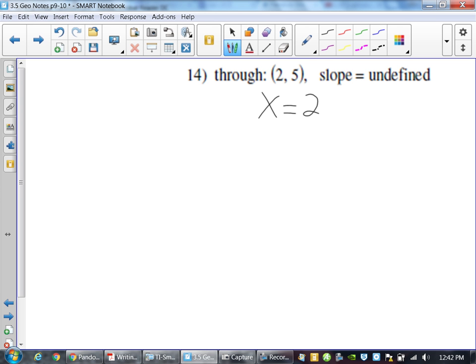Now, think about this. If you don't fully grasp this idea, just mark off by hand where (2, 5) is. It's right there. Vertical lines go up and down. As you're moving up and down that line, does the value of x ever change? No. And that's why we say it's x equals a number. Okay? That's all that one was.